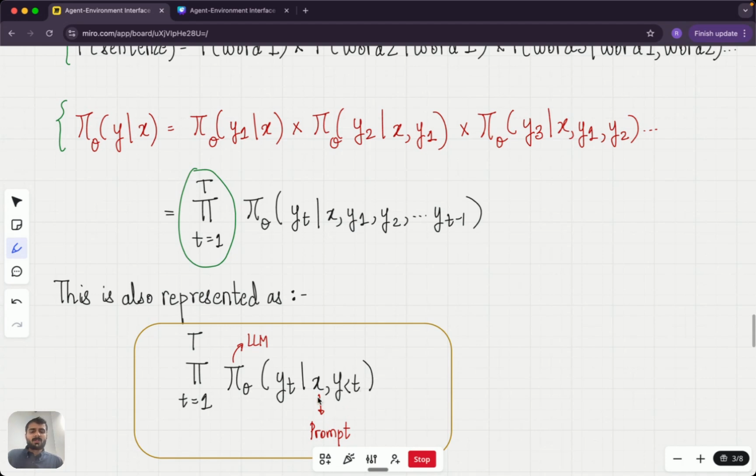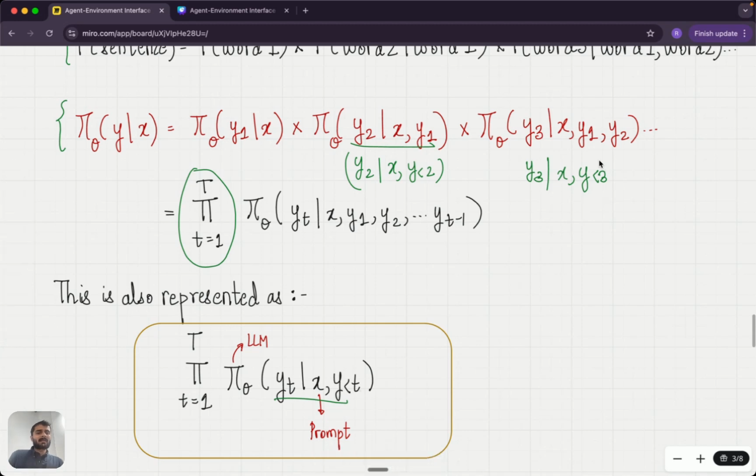Now there is a notation which we use here, where y2 given x comma y1 is also written as y2 given x comma y less than 2. Then y3 given x comma y1 comma y2 will be written as y3 given x comma y less than 3. This makes it easier for us to write down the notation. Instead of writing all the y's, we just say that whichever y's are less than 3, we are going to use those in this part of the sequence. So this is how the entire probability can be represented.